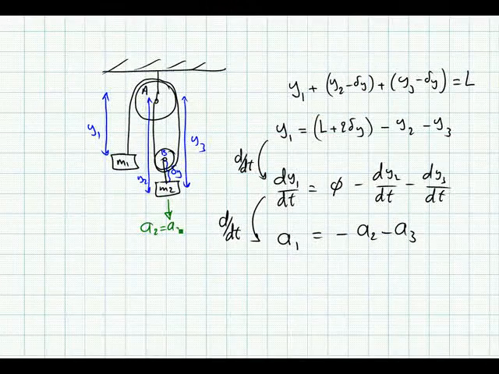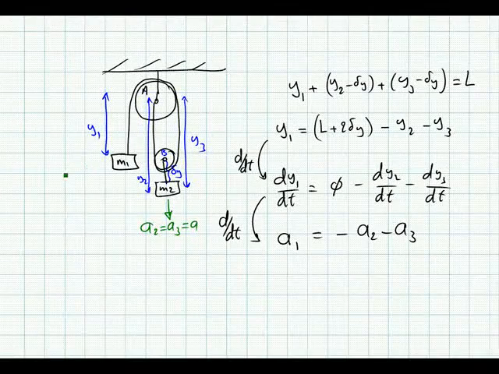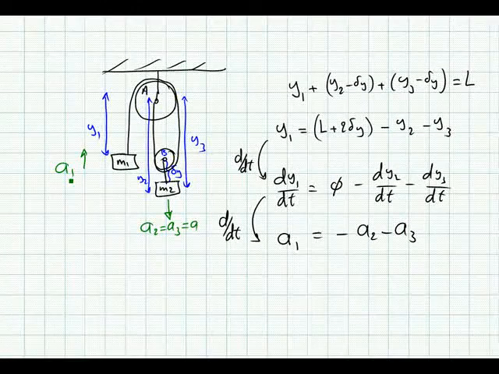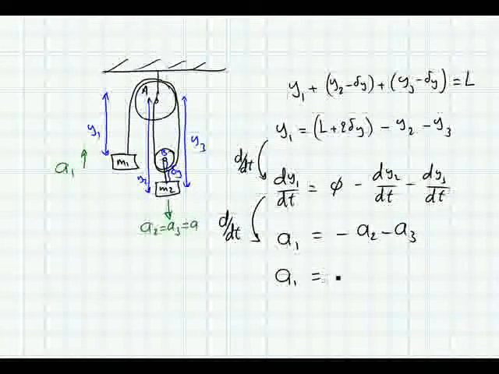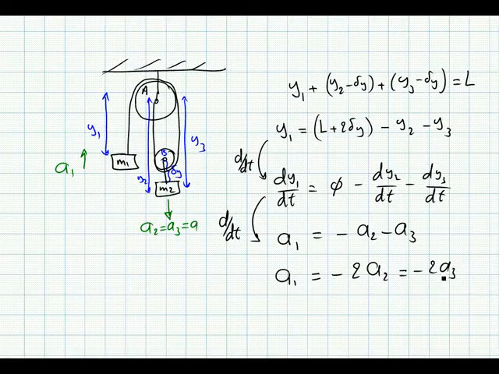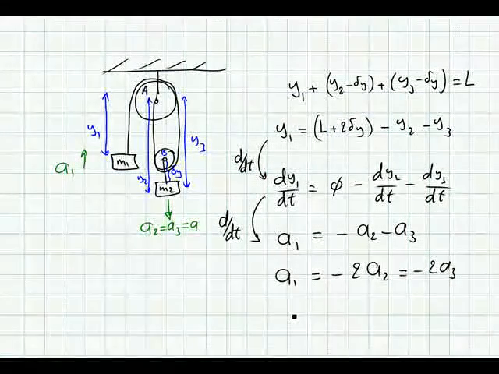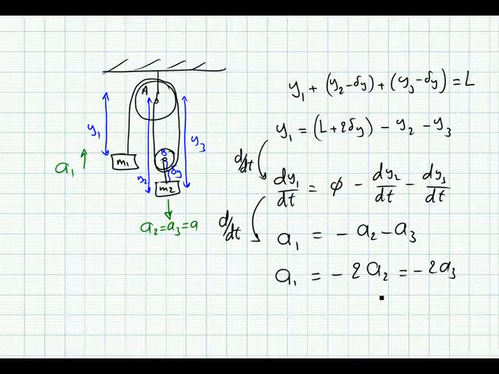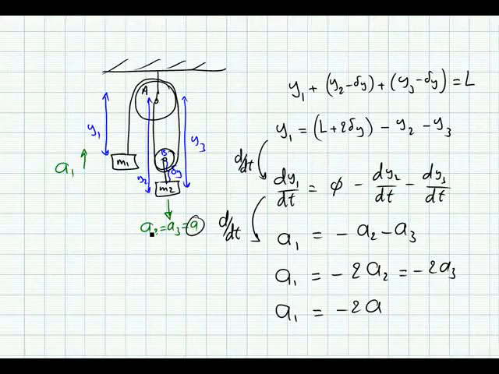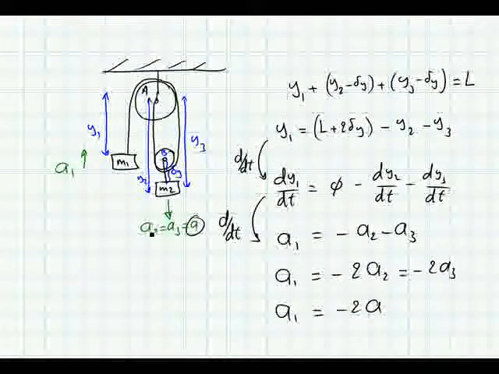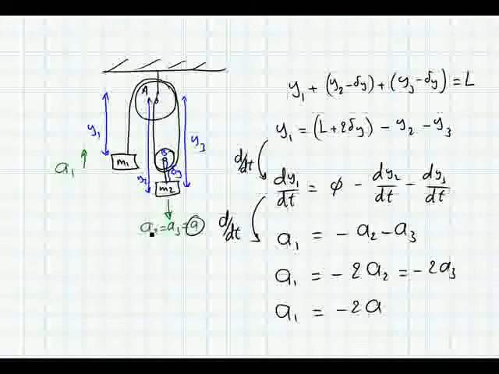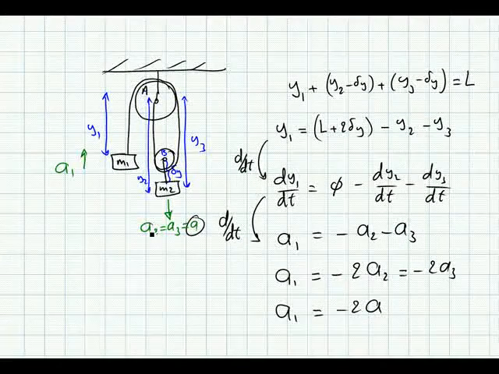So a2 is equal to a3, let's just make it equal to a, and a1 is the acceleration of mass m1. From here you see that a1 is equal to minus a2 minus a3, and since the magnitude of a2 or a3 is equal to a, you end up with a1 is equal to minus 2a. So you see that the mass m2 is now accelerating downwards at half the magnitude that mass m1 is accelerating upwards.